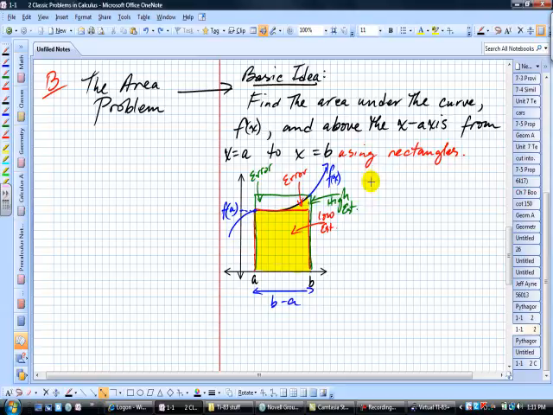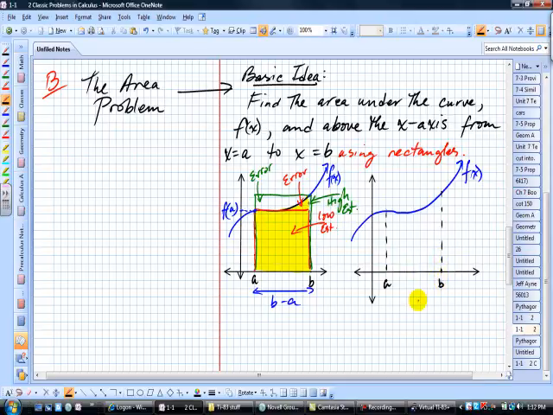So let me draw the same picture, but over here, and show you what I'm talking about. Let me draw the function again, from a to b. That's not exactly the function, so let me change that a little bit. More like that. Okay, so there's basically the same function. We're coming in from a to b, and so there's the same width of the interval.